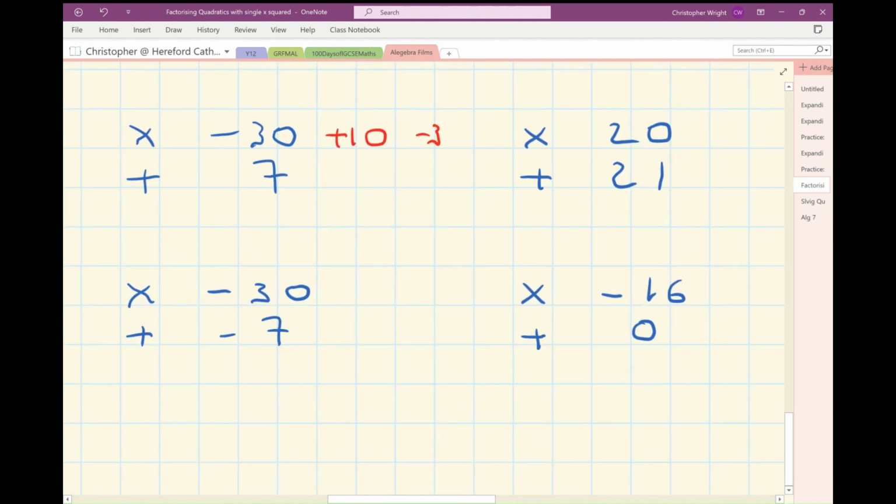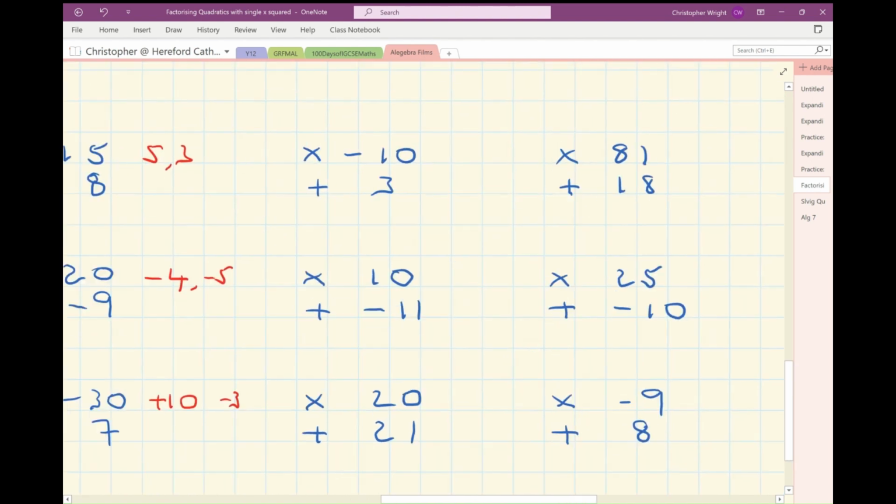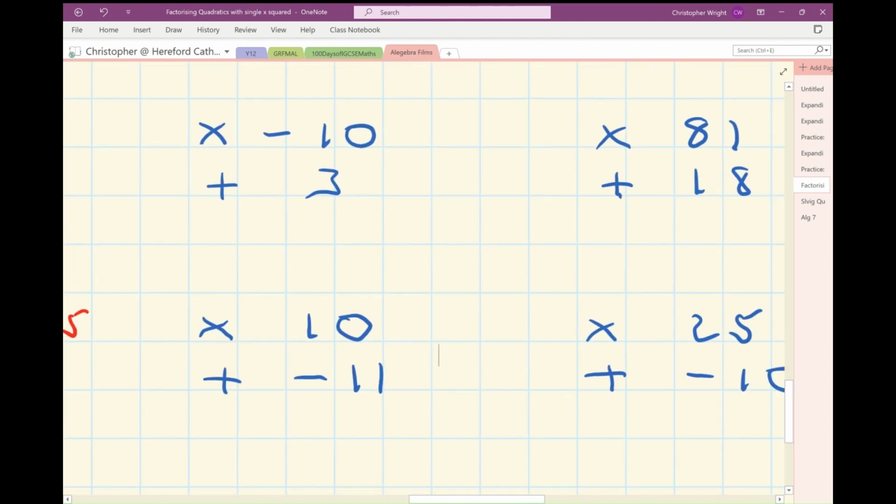Okay, well, again, they multiply to minus 30, and they've got to have a difference of 7, or they've got to add to minus 7. So in this case, it's going to be minus 10 and 3. It's the opposite of the previous example. Okay, let's have a look at the middle column here. Multiply to minus 10 and add to 3. Well, one positive, one negative, and they've got to balance out to give me plus 3. So it's going to be 5 and minus 2.